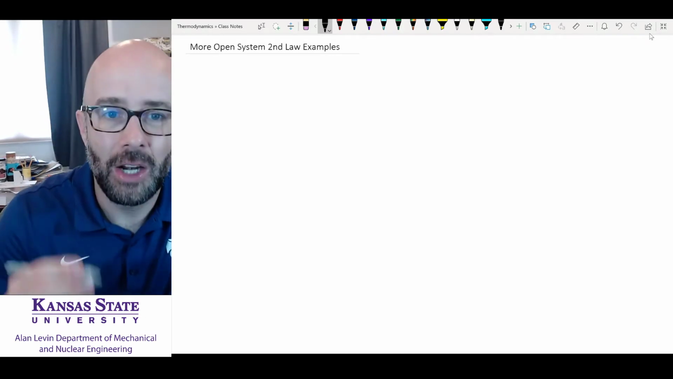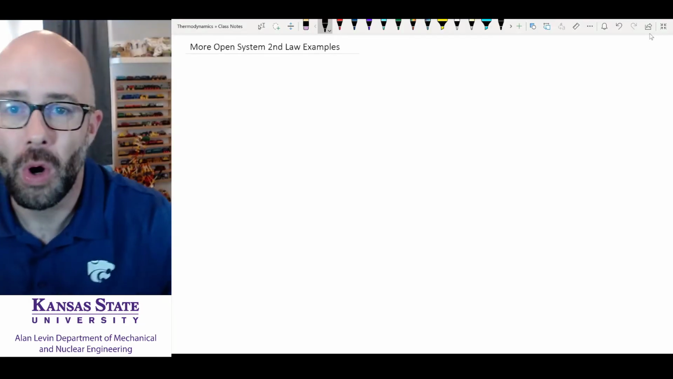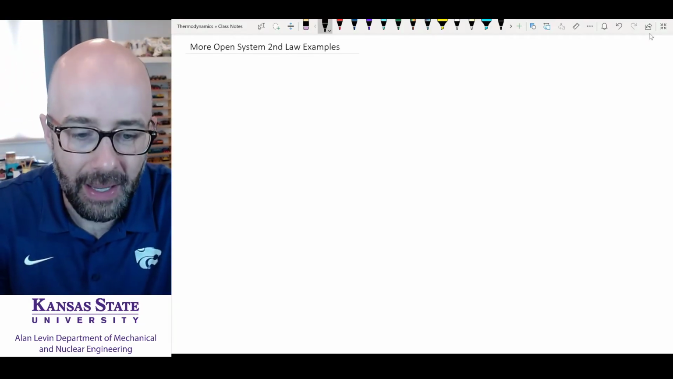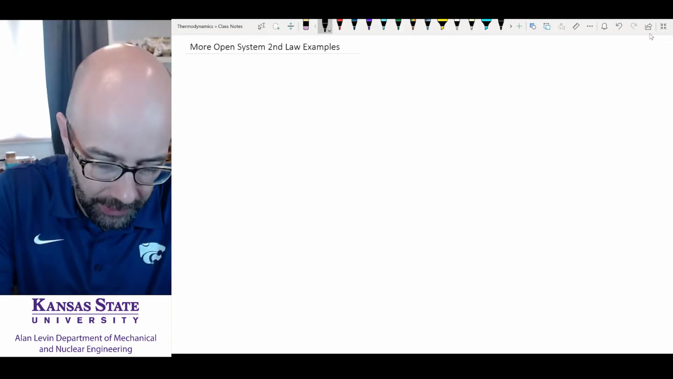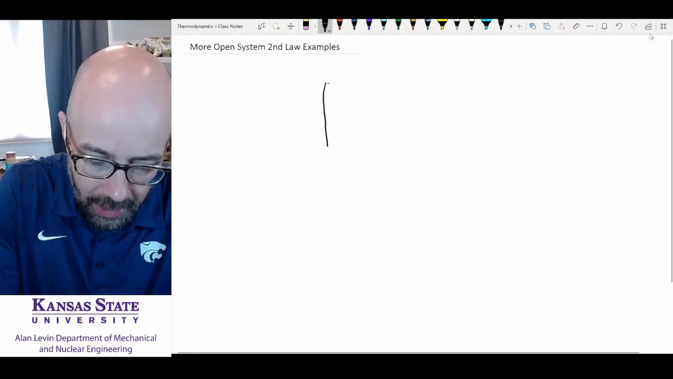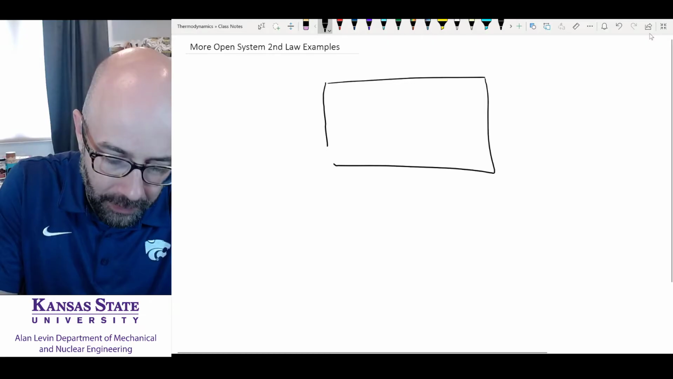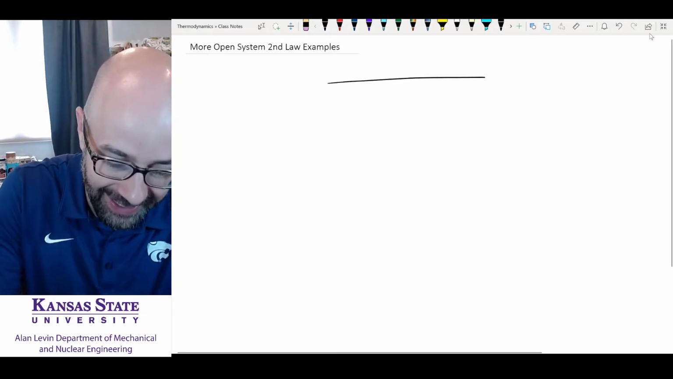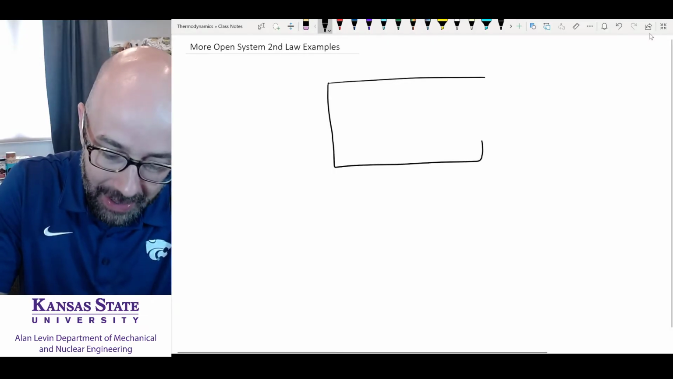Okay, so here's the problem statement that we have today for more open system second law examples. I have a counterflow heat exchanger. So I'm going to draw that counterflow heat exchanger. Big box here, and it's supposed to be closed. Here's my box.